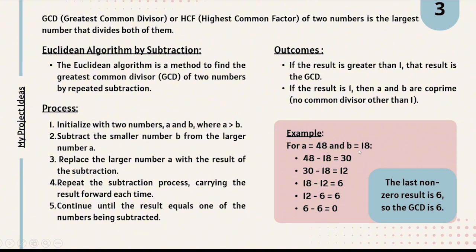If your result is greater than 1, then that result is the GCD. If the result is 1, then you can be rest assured that the two numbers that you took were co-prime numbers. So basically they had no common divisor other than 1.